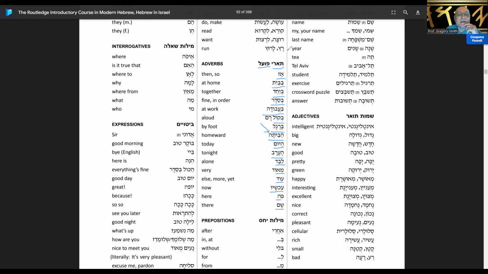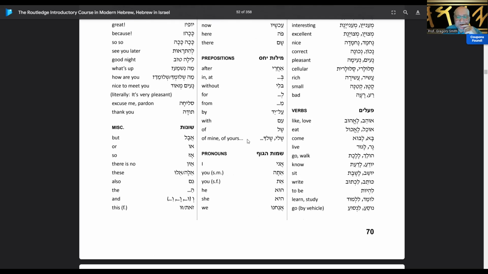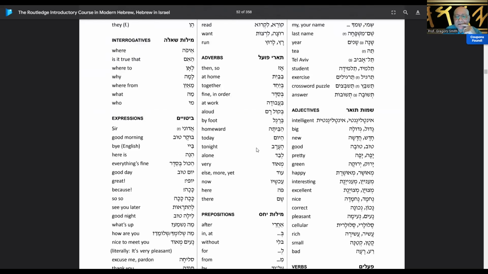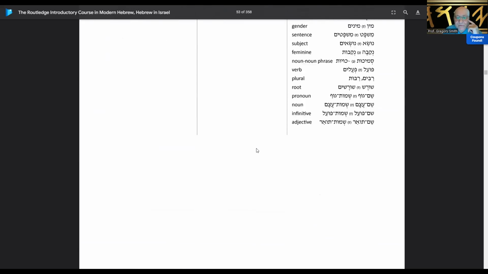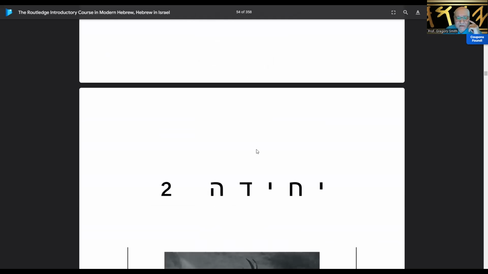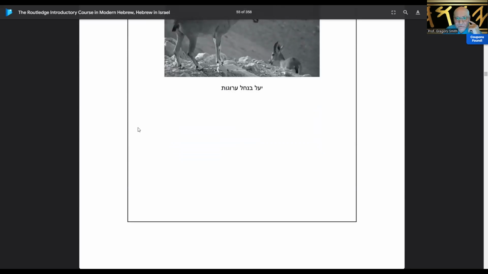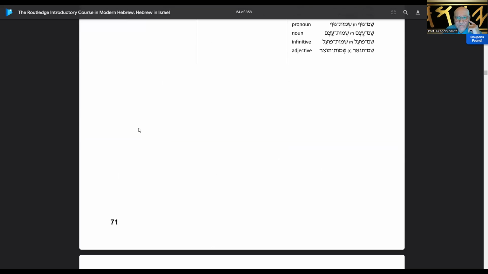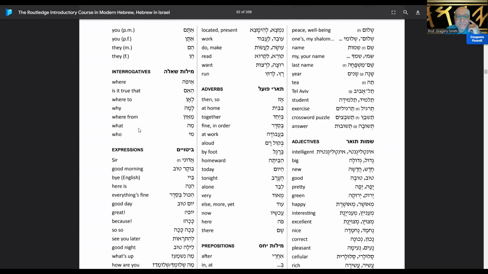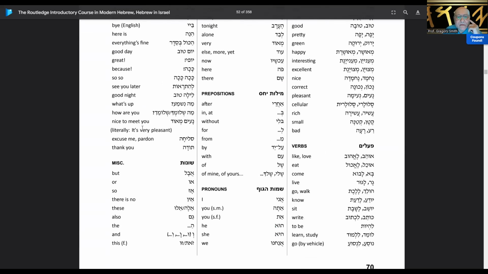Let me double check what we've got. We've got prepositions, pronouns. I think I'm going to finish this up next time, and then we will start Yechida Bet, Unit 2. I'm getting a little tired anyway, so I'm going to mark this up here.